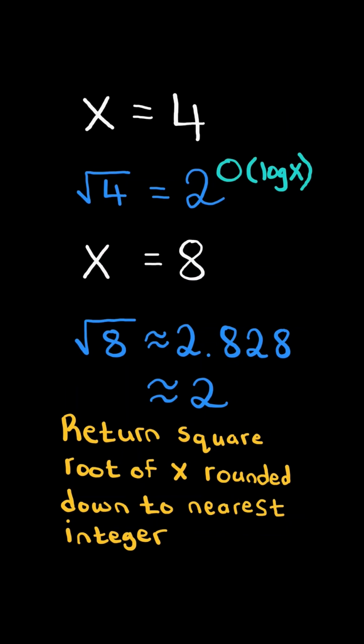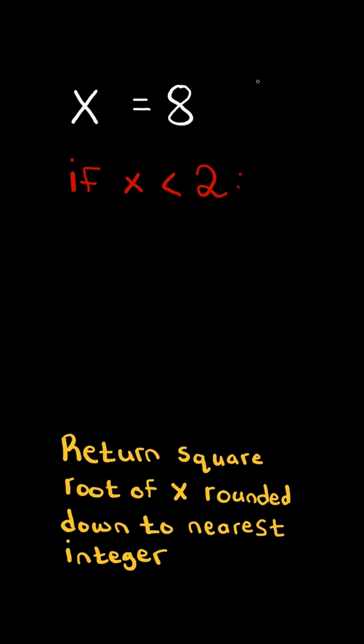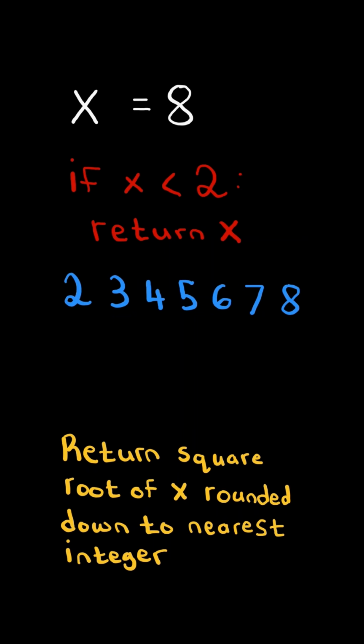We will solve this in O(log x) time, using binary search. First, if x happens to be less than 2, we return x because the square root of 0 is 0 and the square root of 1 is 1. Now consider the numbers from 2 through x.